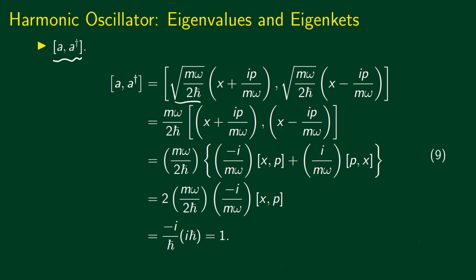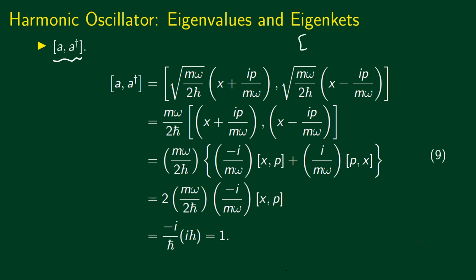We know that A is defined as square root of m omega divided by 2 h bar times x plus ip divided by m omega, and A dagger can be obtained by replacing the plus i here with a minus i. So that's the A dagger that we have here. Now we need to evaluate this commutator.